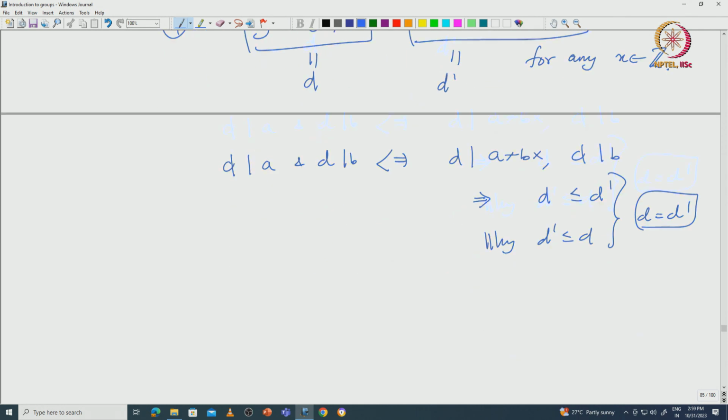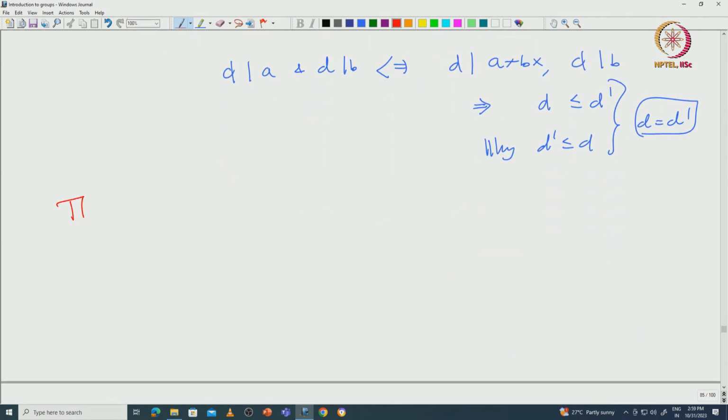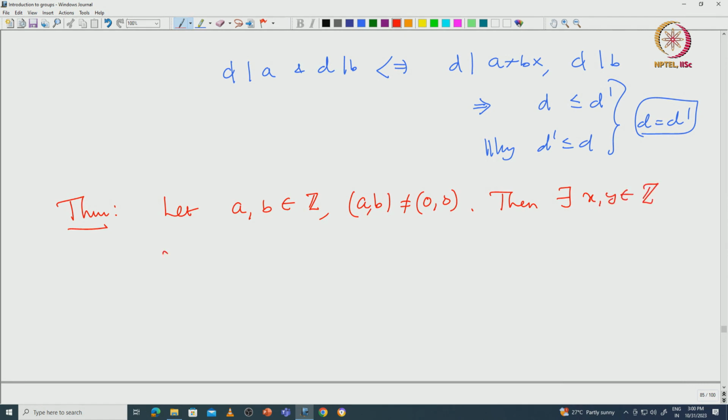Now, using this, I will state a theorem. We will prove the following theorem, which is important. Let A, B be integers such that A comma B both are not 0. Then there exist x, y in Z such that the GCD of A, B is given by Ax plus By. So, GCD can always be written as an integral linear combination of A and B. That is what this theorem says.